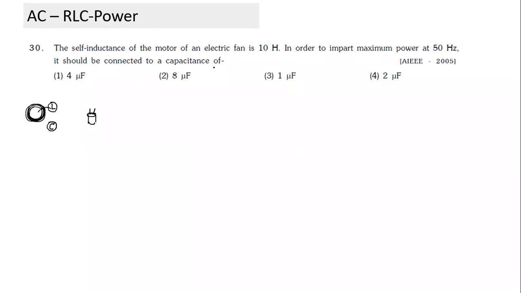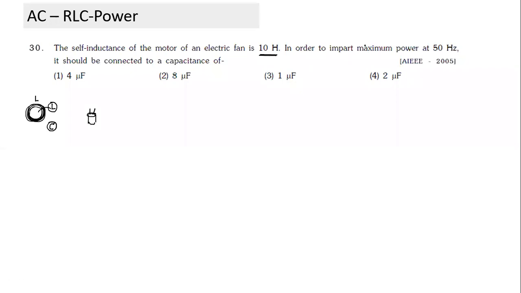When we manufacture a fan, since it is winding, it will always have an inductive property. I think that's easy to understand. So let's say it has a self-inductance, and the fan has an electric motor. It has this much inductance. And we want to impart maximum power at 50 hertz.